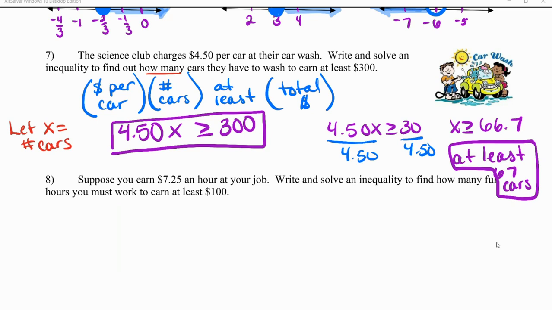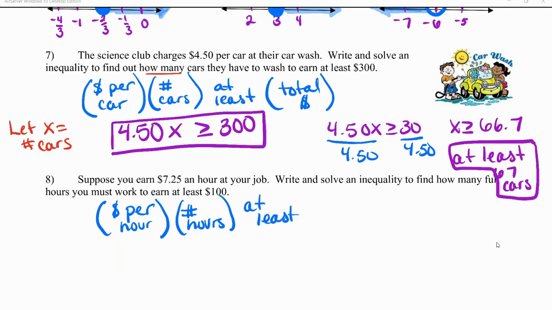And the last word problem. Suppose you earn $7.25 an hour at your job. We want to write and solve an inequality to find how many full hours you must work to earn at least $100. So to figure out how much money you would earn, we would take the amount per hour times the number of hours. This amount has to be at least whatever the total amount that you want.